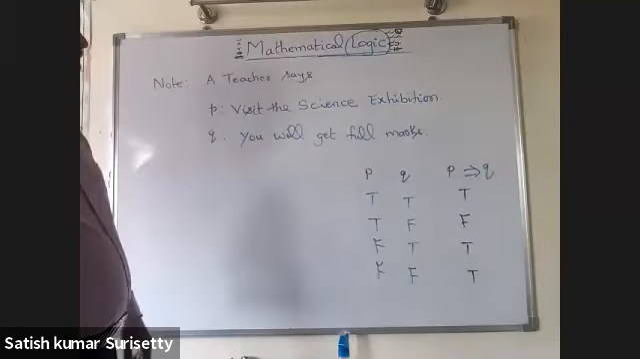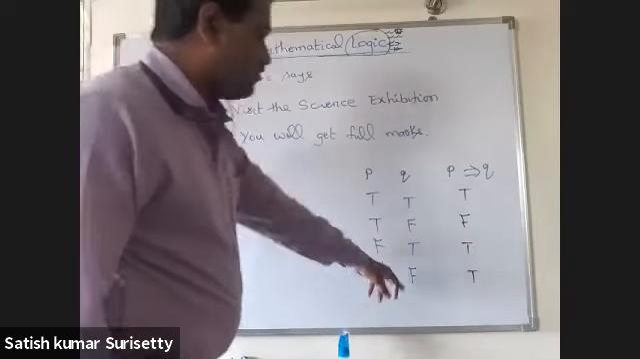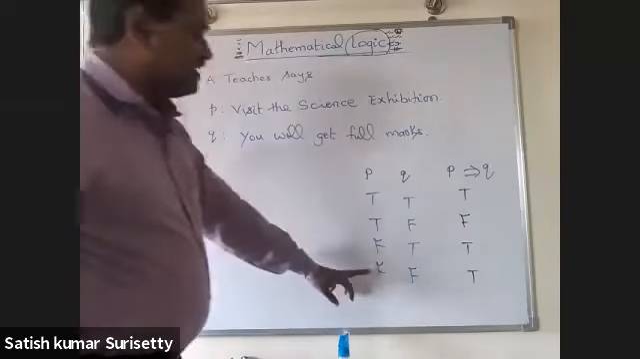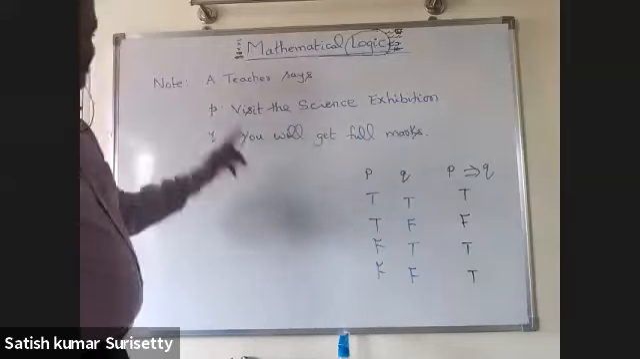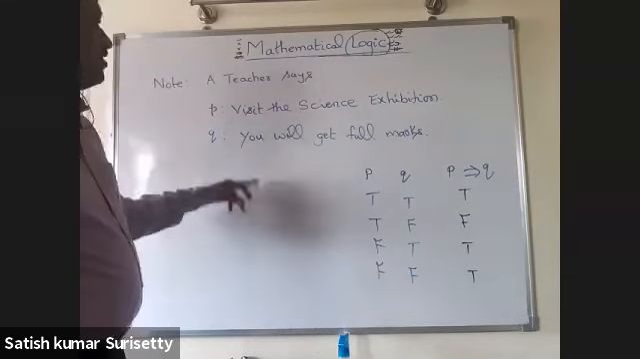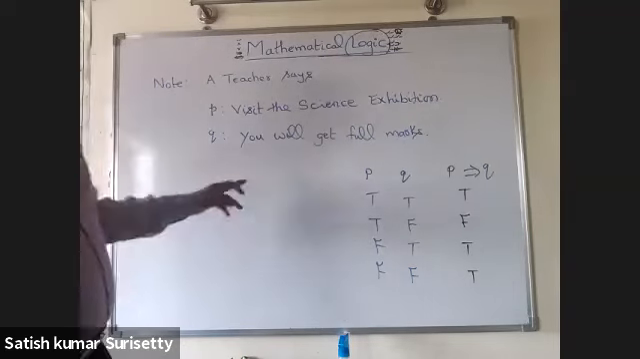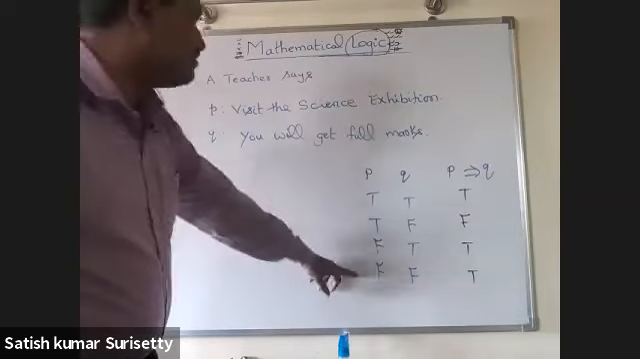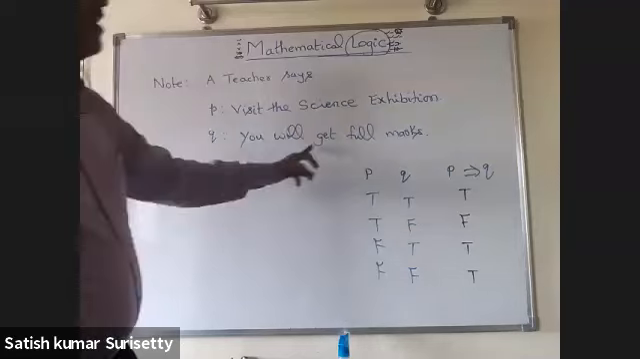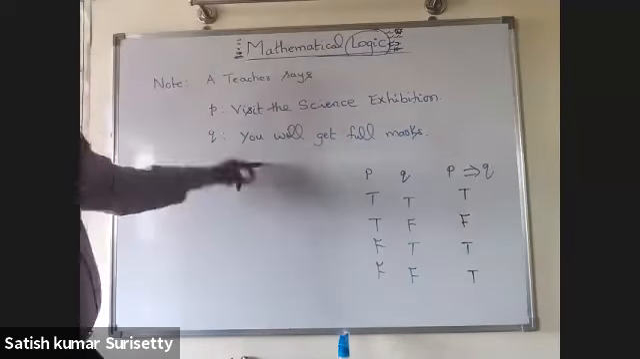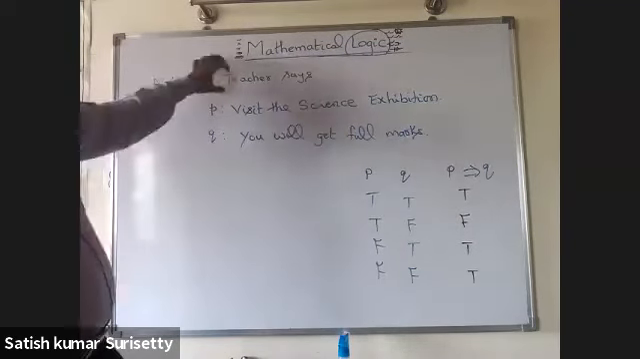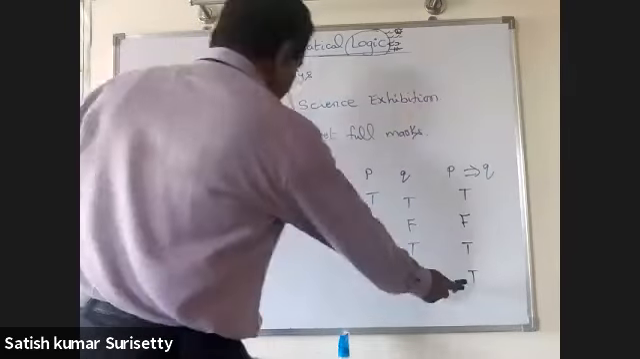That is, even though you have not visited the science exhibition, you can still get full marks. Next, fourth one. P is false, Q is false. You have not visited the science exhibition and you did not get full marks. In that case also, the conclusion about the teacher's sentence you have to consider as what? True only.